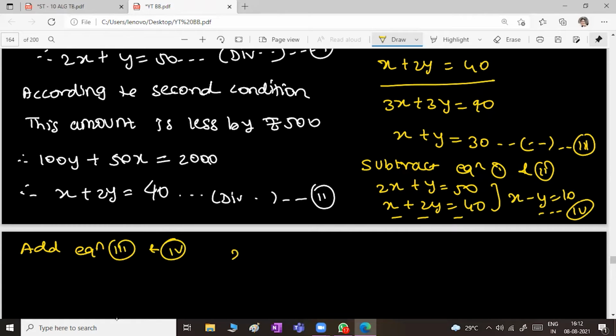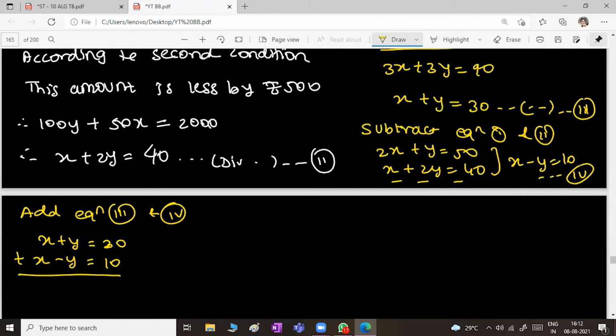So here it is going to be 2x is equal to, if you want I'll show you all the calculation, so that later it should not be said that sir did not do it. So here x plus y is equal to 30 plus x minus y is equal to 10. You are going to get 2x is equal to, this will cancel, 40. Therefore x is equal to 40 upon 2. x is equal to 20.